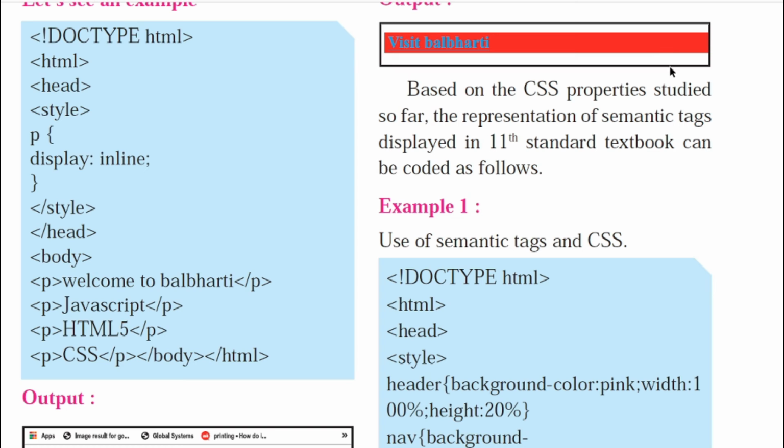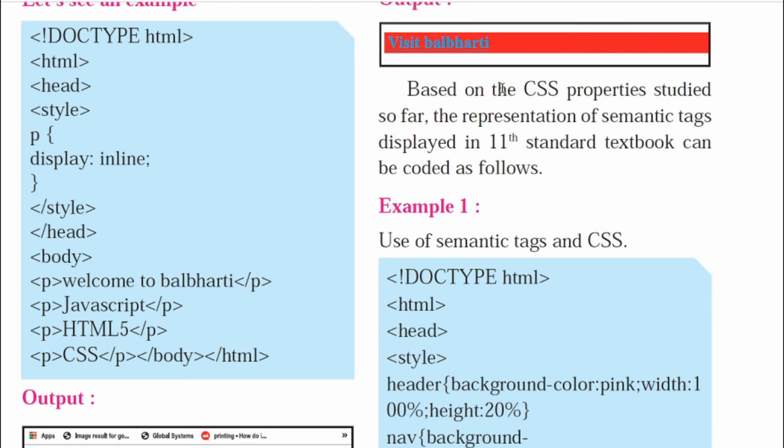You can perform this practical and check the output and check the differences in color by applying proper colors to it. So here it is very clear to understand the display inline, display block, and inline-block properties of CSS.